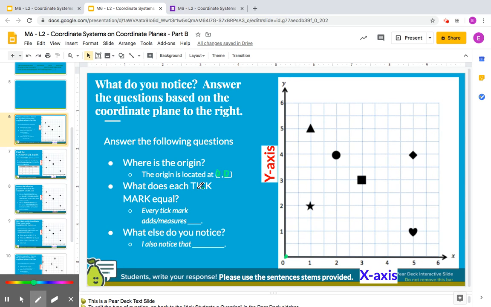It's now asking me what every tick mark equals. So I have to look. I notice that the y-axis and the x-axis both go to 6. I also notice that there's a tick mark in between each of those whole numbers, which means some tick marks haven't been labeled, these empty spaces. So I have to label them myself.